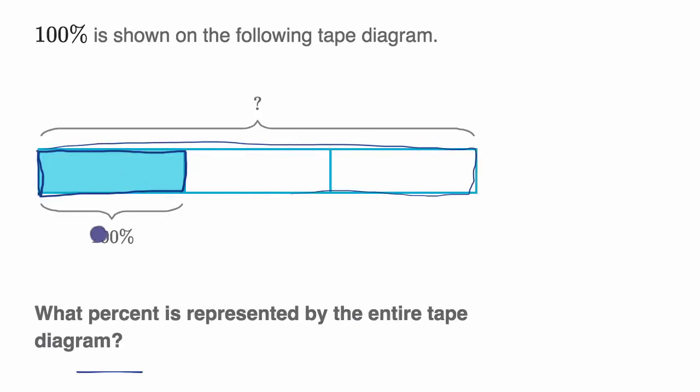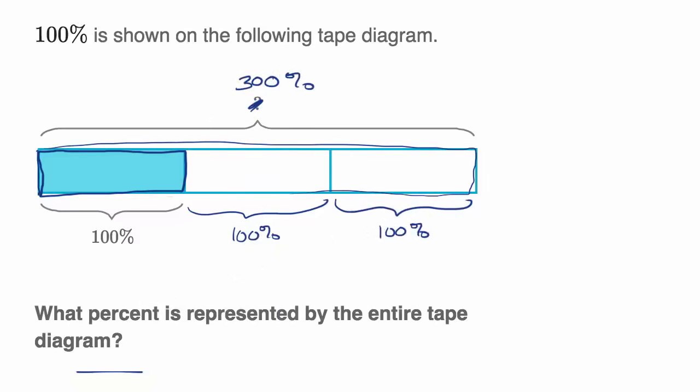Well, one way to think about 100% is equivalent to a whole. And now we have 3 times as much of that for the entire tape diagram. So you could view this as 3 wholes, or you could say that's 100%. We have another 100% right over here. And then we have another 100% right over here. So the whole tape diagram, that would be 300%.